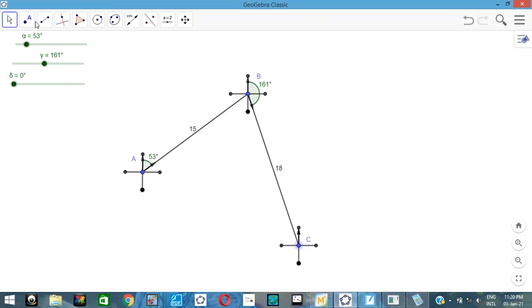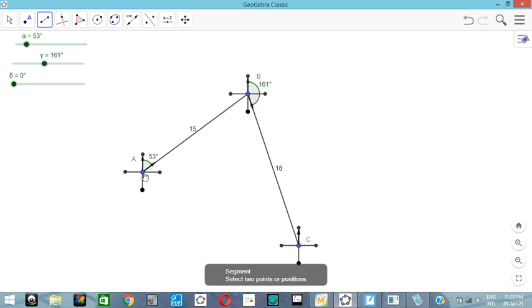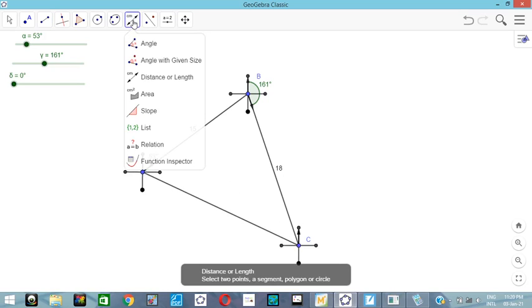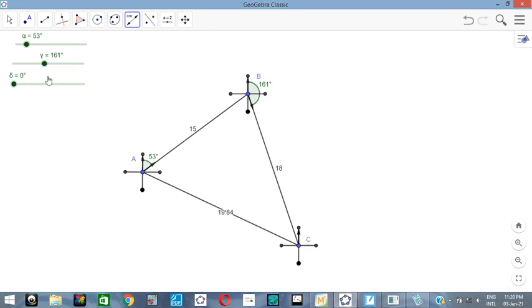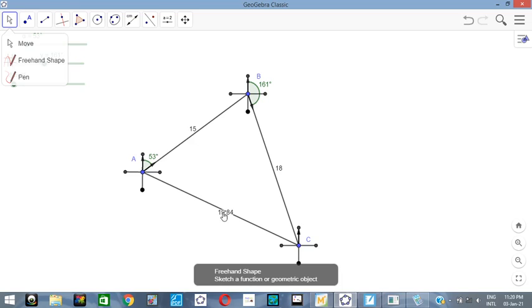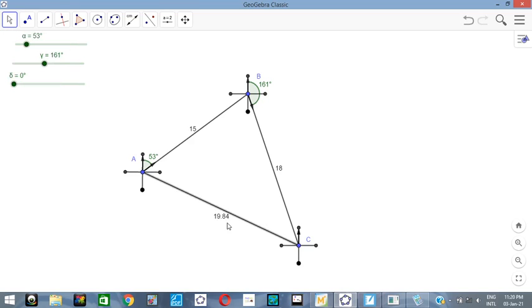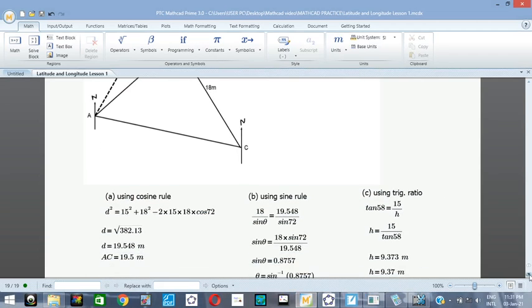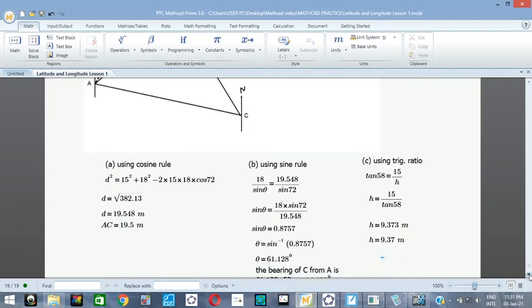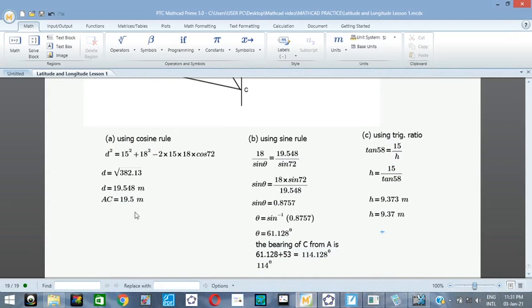So now we can join the length from A to C now. So this is balance. So if I measure my distance, you will see I'm going to get the same result we got from our calculation. This is 19.84. You can see it, 19.84. And in our calculation, what did we get? We got 19.5. So I think it's just an approximate difference of value.